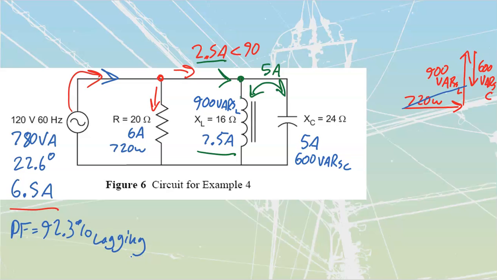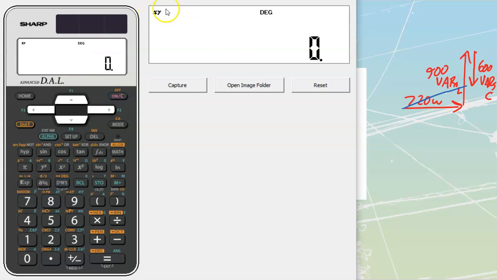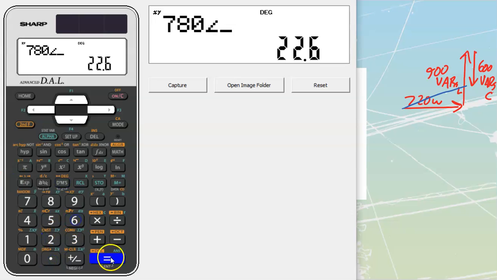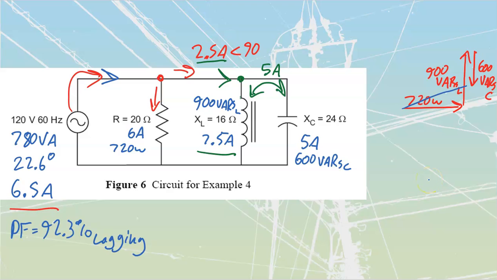And then the last thing that we've got to still pull out of this one here is we need to pull out impedance, and we need to pull out our net vars out of this one. So we're going to take this 780 VA and put it back into our calculator. It's already in XY mode, so 780 angle 22.6 tells me that I've got a grand total of 720 watts. We already have that value, and my net amount of vars is going to be 299.7, or a net of 300. If you take a look at this, you should see 900 vars up, 600 vars down, leaves you with a net of 300. Same as what we just calculated off of this one here.